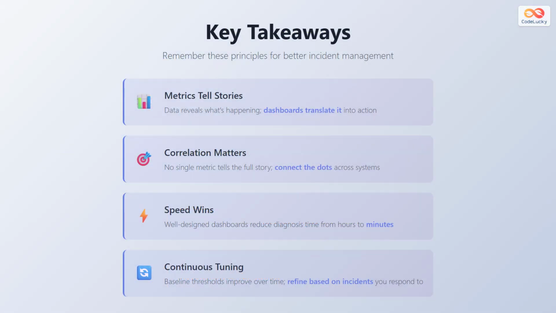Here are the key principles to remember. Metrics tell stories, raw data reveals what's happening, and dashboards translate it into action. Correlation matters. No single metric tells the full story. You need to connect the dots across multiple systems to understand the real picture. Speed wins. Well-designed dashboards can reduce diagnosis time from hours to just minutes. And finally, continuous tuning. Baseline thresholds improve over time as you learn from the incidents you respond to. Use every incident as an opportunity to refine your monitoring.